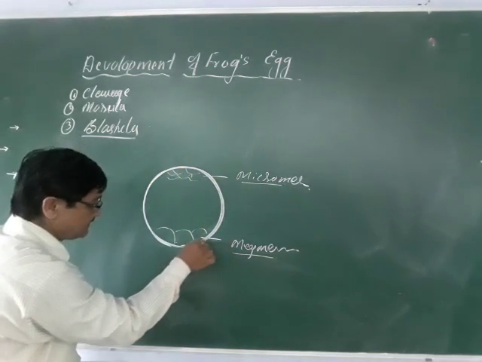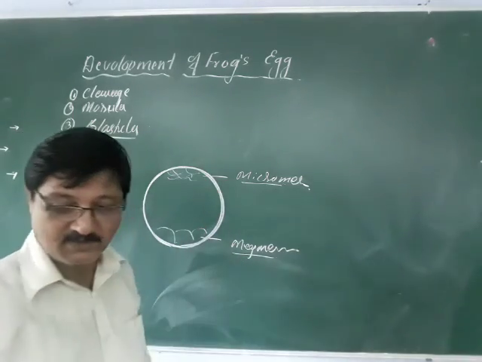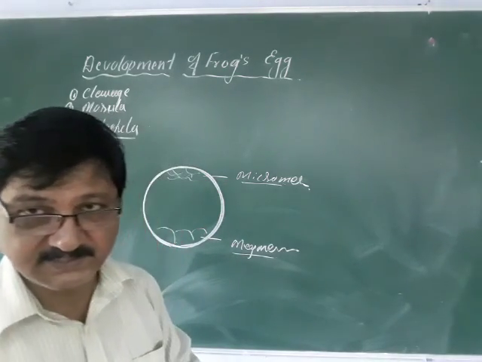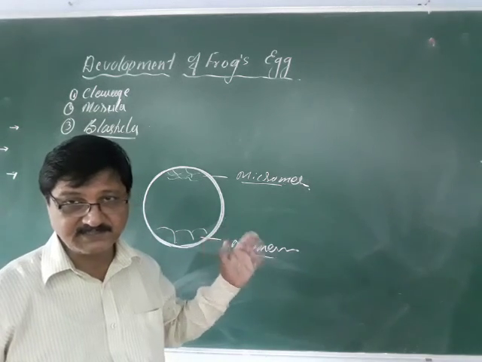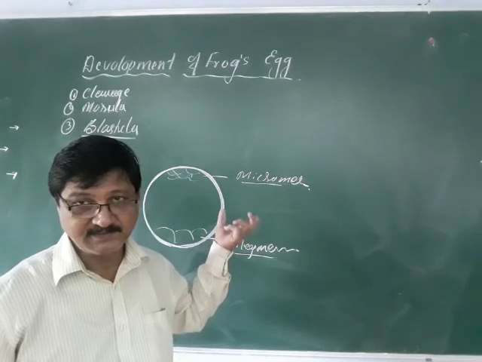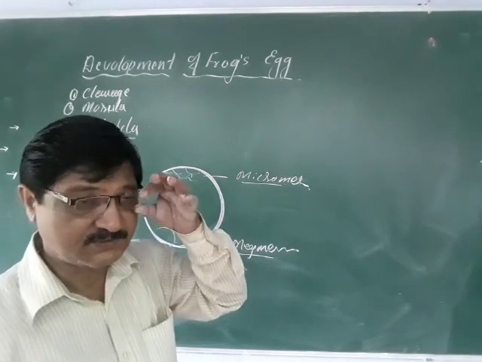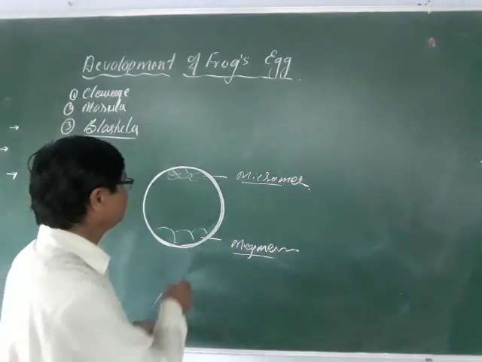Blastula means a structure containing the blastocele and consisting of two layers, a double layered structure. It is the third stage, a double layered structure containing blastocele, called the blastula. Double layer, third stage of embryo, containing blastocele. So how does it take place?